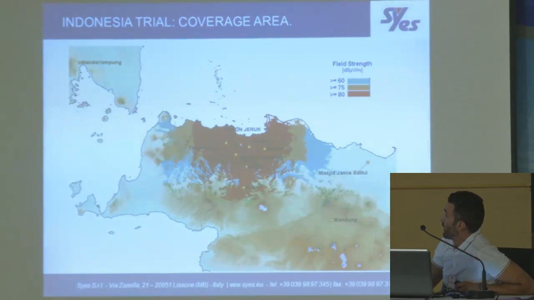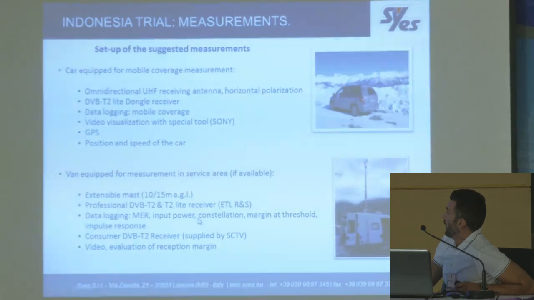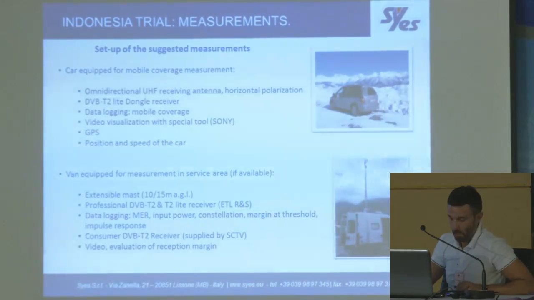This is the coverage area in the area of Jakarta with the field strength. And okay, the photo is with the snow, but they used the same van, but obviously not the snow. And they used more or less the same instrumentation that they used in the trial made in Val d'Aosta.